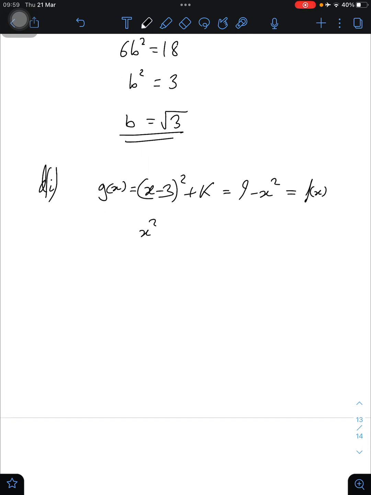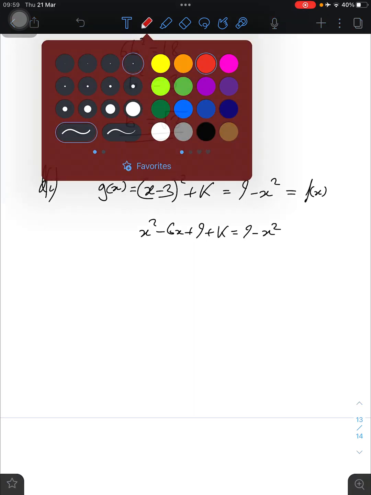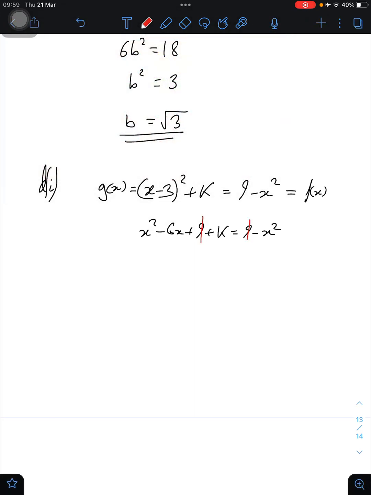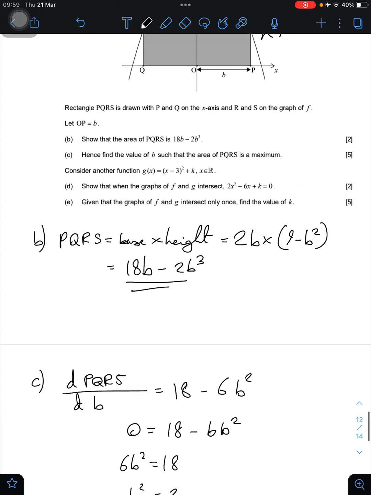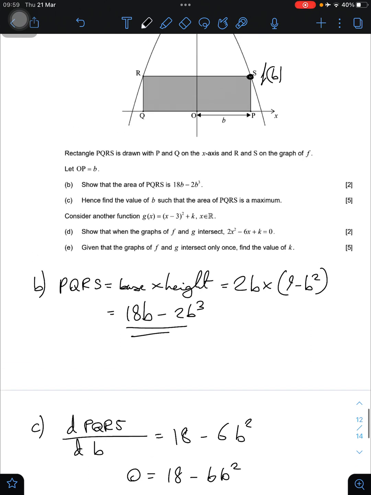So multiplying out the first bracket, I get x squared minus 6x plus 9 plus k equals 9 minus x squared. Well, there's a 9 on both sides, so let's get rid of those 9s. And then if I take the x squared over to the other side, I get 2x squared minus 6x plus k equals 0.